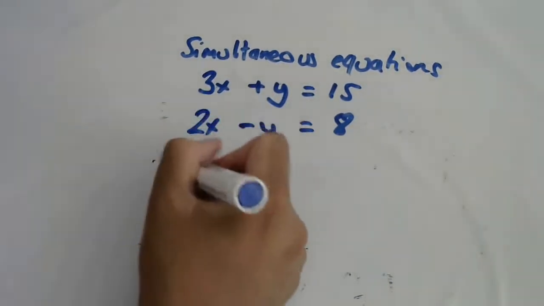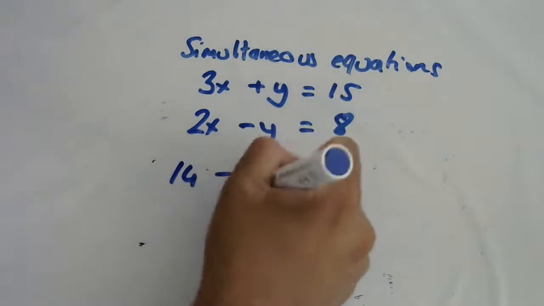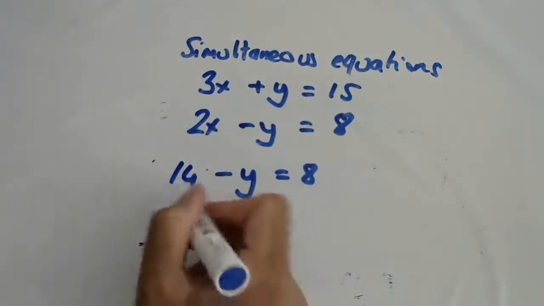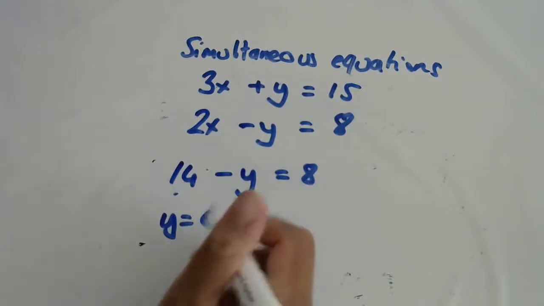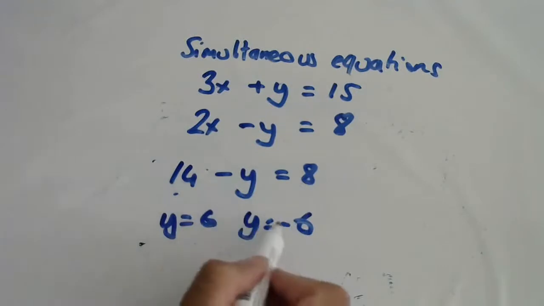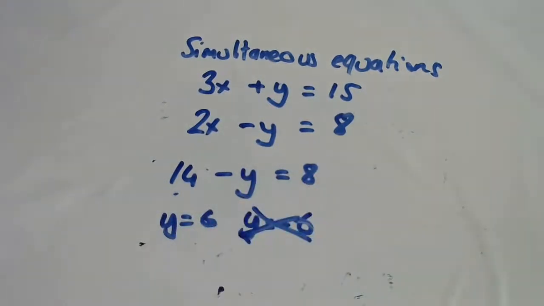So I agree with you, x equals 7. That's 14 minus y equals 8. So y has to be 6 because 14 minus 6 equals 8. If y was minus 6, which is wrong, the minus and the minus will become a plus, and you get 14 plus 6 equals 8, which is not true. So it's not minus 6. It is positive 6. All right? I hope that makes sense.